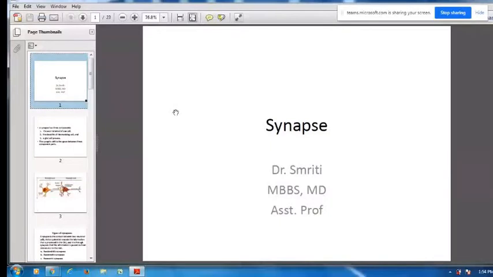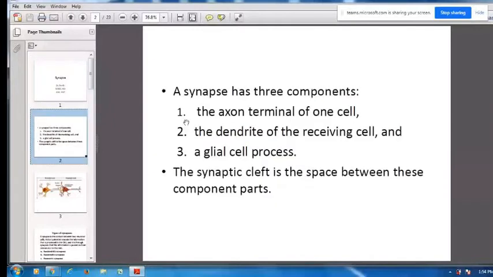Okay. After this brief definition, let's see. Synapse has three components. What are they? They are the axon terminal of one neuron, the dendrite of the receiving neuron, and a glial cell process. And you might already know, the synaptic cleft is the space between these component parts. So let's see in the picture.